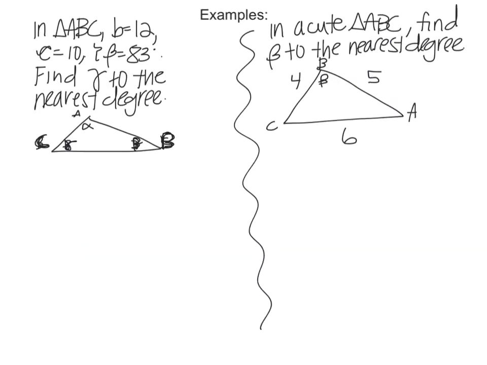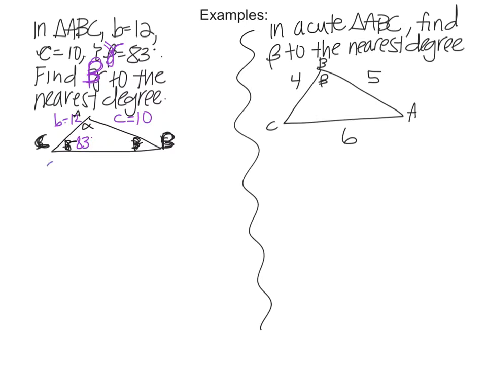We know some information. We know that b, so that's over here, is equal to 12. We know that c over here is equal to 10, and that beta is equal to 83 degrees. Okay, so we can set this up. So I know that we'll say that this is gamma, not beta, and we're going to find beta. It's not going to change anything.